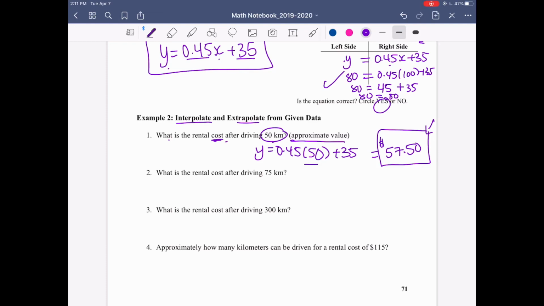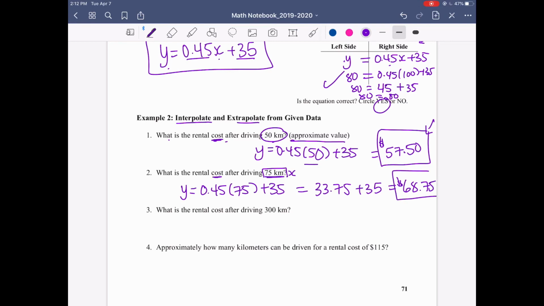All right, the next one, what is the rental cost after driving 75 kilometers? Again, you're trying to find the cost, which was the y-axis, and the distance is the x. So you're going to plug it in. 0.45 times 75 plus 35. 0.45 times 75 is 33.75, and then add that to 35, you get 68.75. So $68.75, and that's a precise answer.